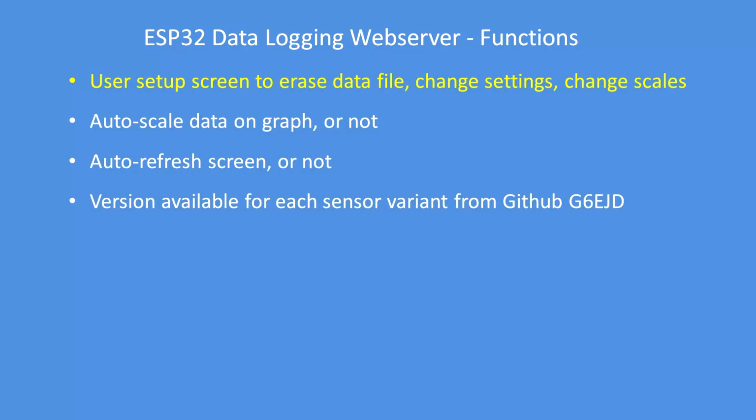There's a user setup screen where you can erase the data file, change all the settings, and change the scales, change the auto refresh function. You can switch the auto scale of the graph on or off. You can switch the auto screen refresh on or off, so if your data changes, it will automatically refresh the graph for you.